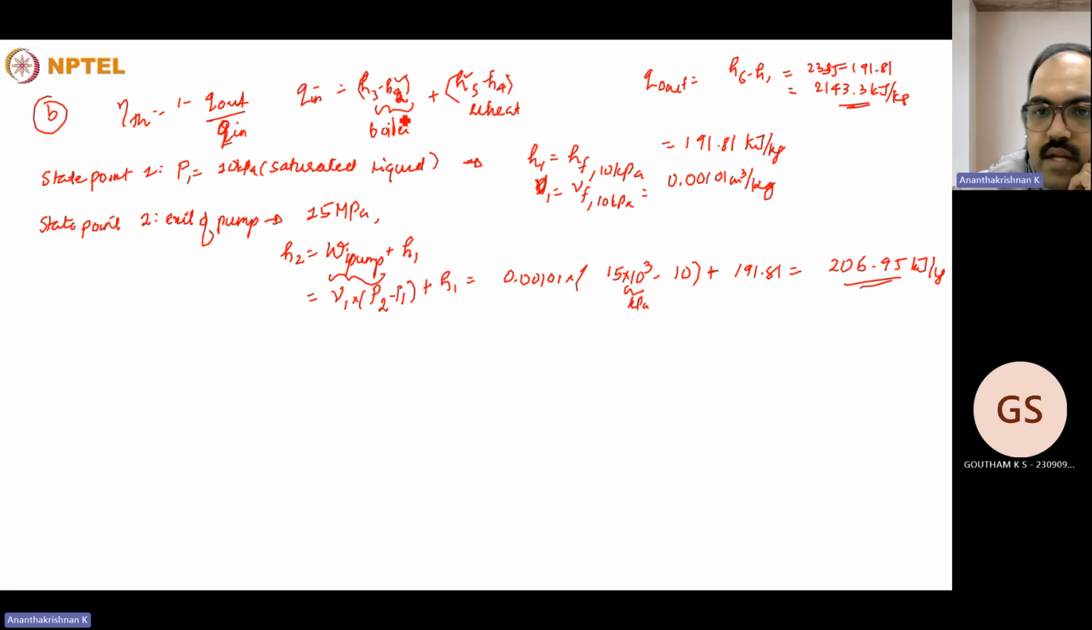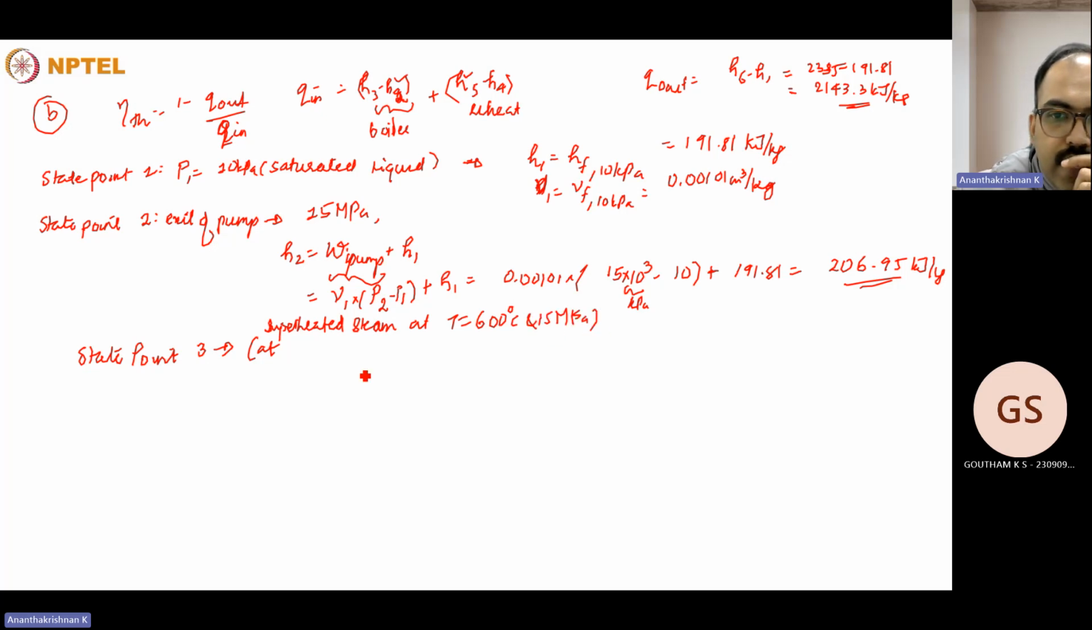Now H4 and H3 are remaining. H4 will be the exit of the high pressure turbine. H3 will be the exit of the boiler. Now state point 3 we can determine straight away: superheated steam at a temperature of 600 degrees Celsius and a pressure of 15 megapascal, we can calculate the enthalpy. H3 will be equal to 3583.1 kilojoule per kilogram.